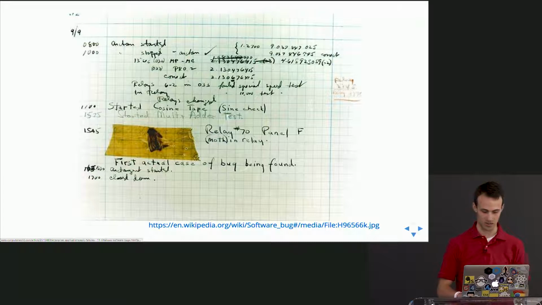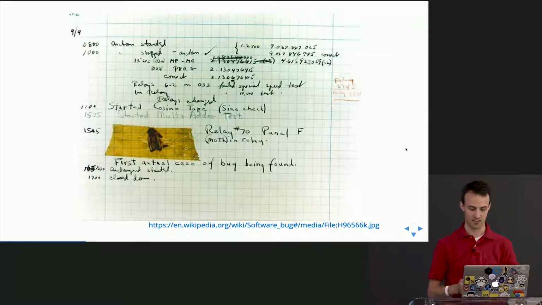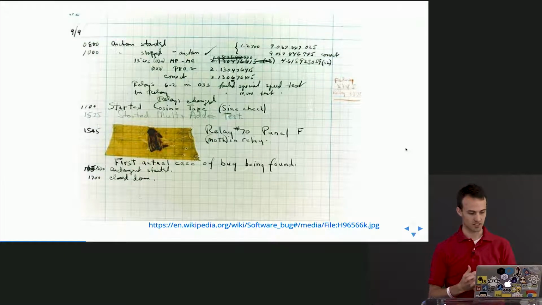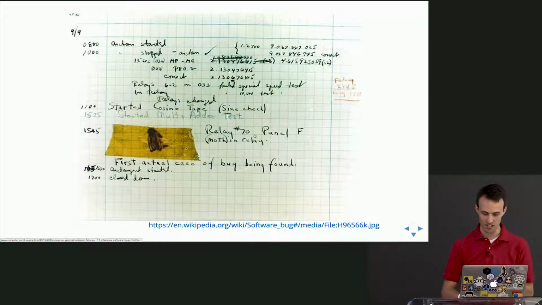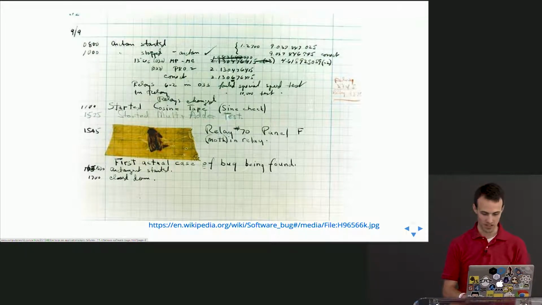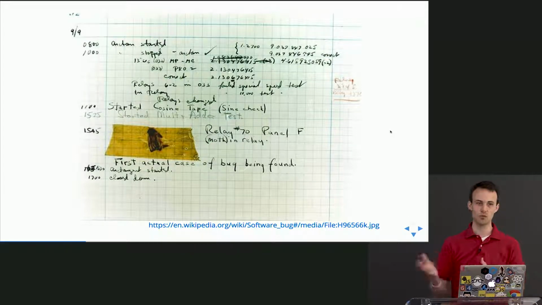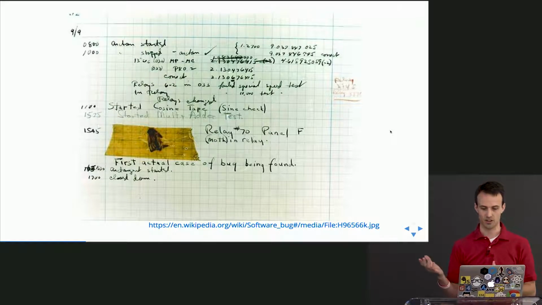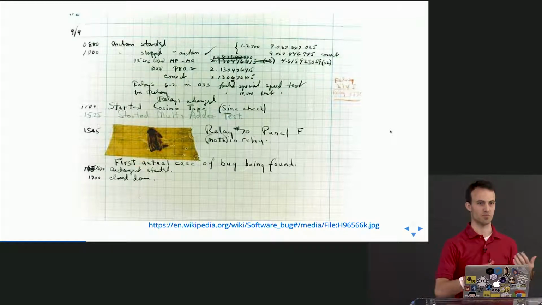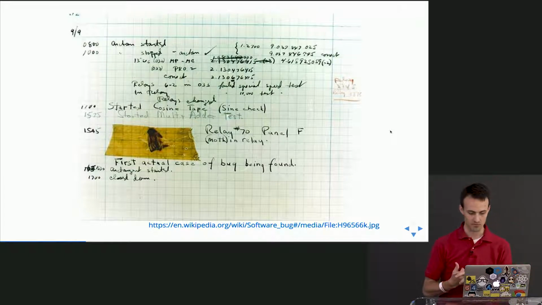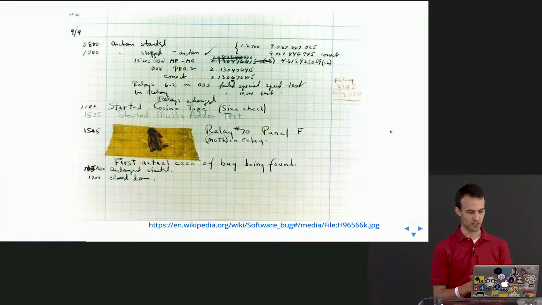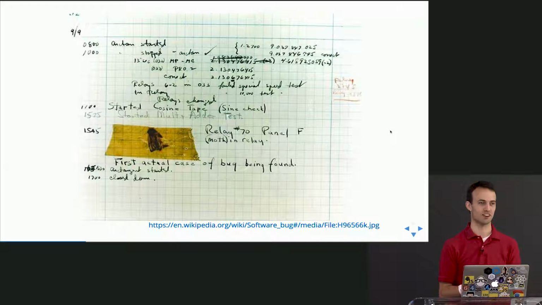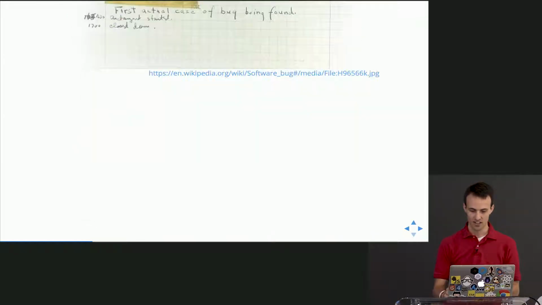I'm not sure if this is Grace Hopper's handwriting, but yeah, they found this moth in relay number 70, panel F. First actual case of a bug being found. So some people will say that this is where the term bug came from. That's not true. I believe even Thomas Edison wrote a letter to somebody once in which he used the term bug to describe a flaw in the system. So I'm not sure where the original term bug came from, but this is the first recorded instance of an actual bug causing a problem in a program.